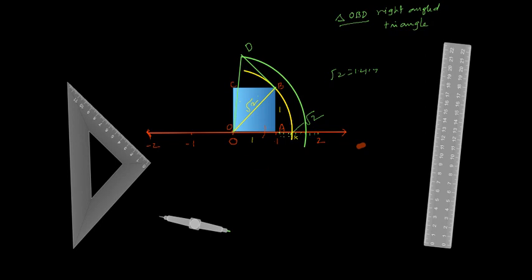Here, in triangle OBD, what is the length of OD? Here BD. How much have we taken here? BD is 1 unit as usual in the square.